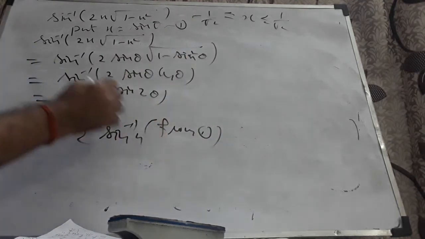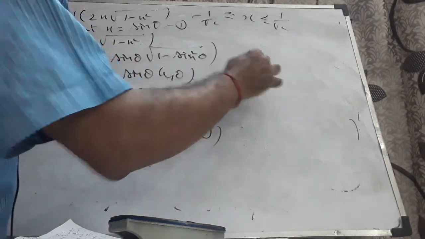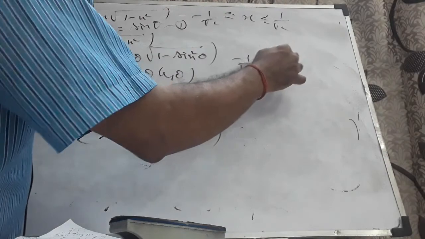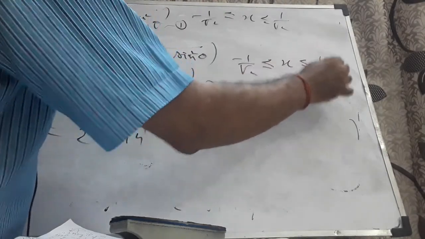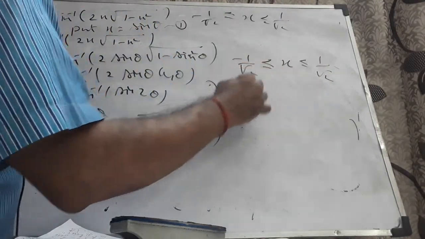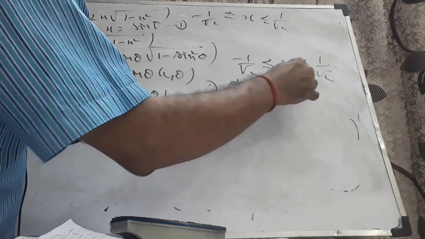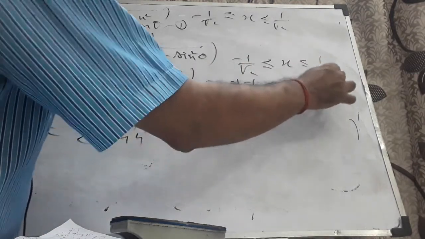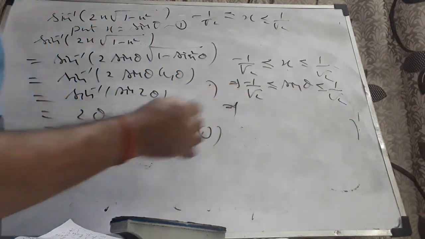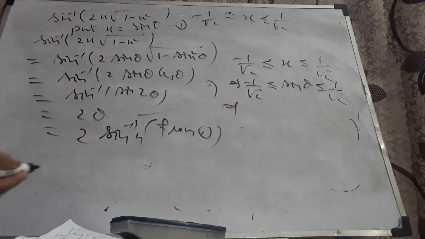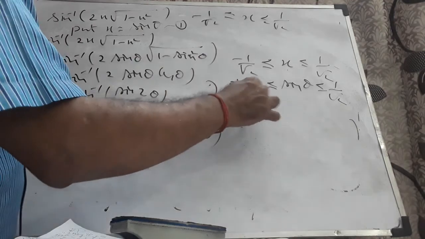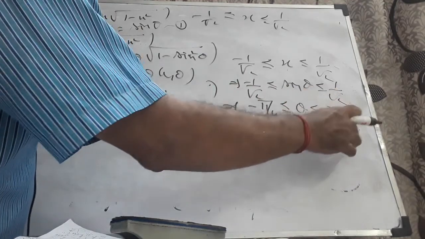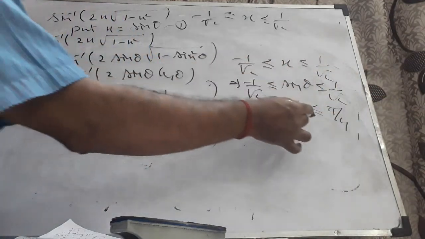But for this I am supposed to give the reason. Minus 1 by root 2 less than or equal to x less than or equal to 1 by root 2, which implies minus 1 by root 2 less than or equal to sin theta less than or equal to 1 by root 2. Taking sin inverse on either side, this will become minus pi by 4 less than or equal to theta less than or equal to pi by 4, because sin inverse sin theta is theta here.